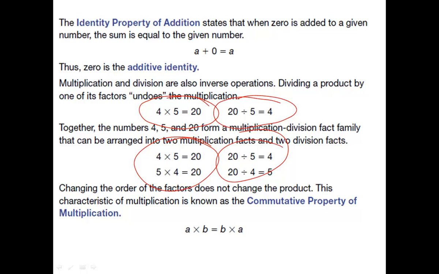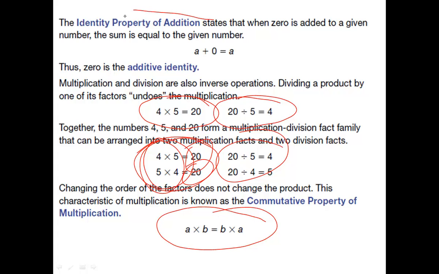Again, this property is the commutative property of multiplication because we can scramble them up, but yet they still come out equaling 20. When you look at that written with variables, it's a times b equals b times a. It doesn't make a difference. You still come up with the same answer. That's the commutative property of multiplication. And remember, the identity property of addition is that anything added to 0 is that particular thing. So 8 plus 0 equals 8.